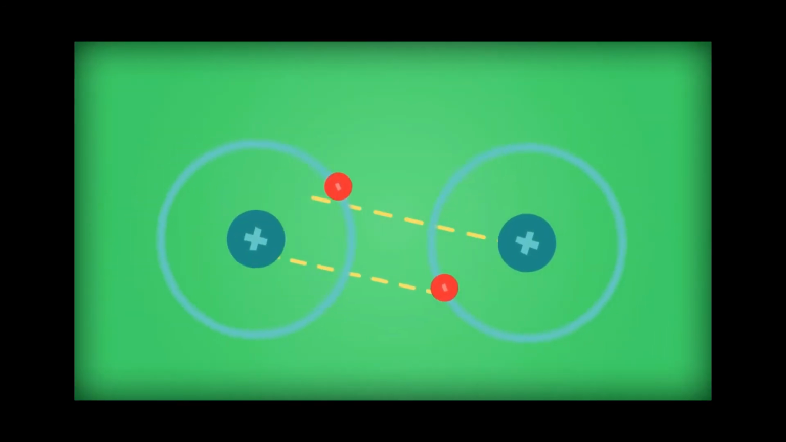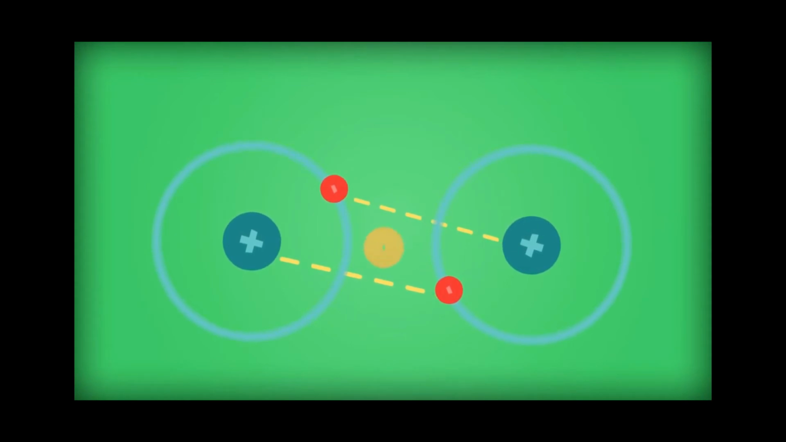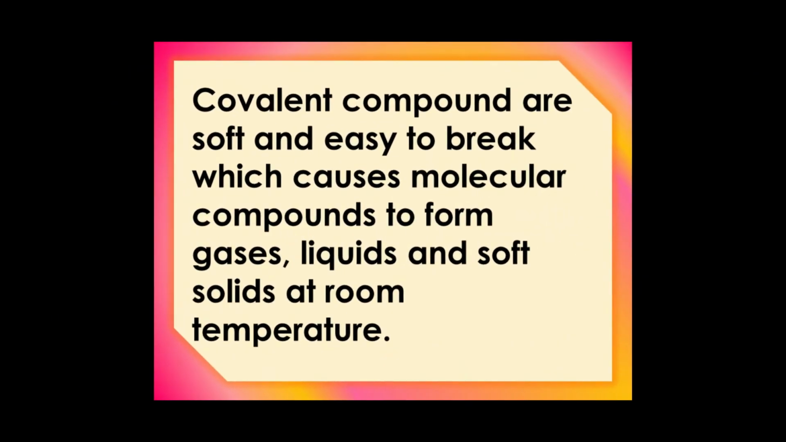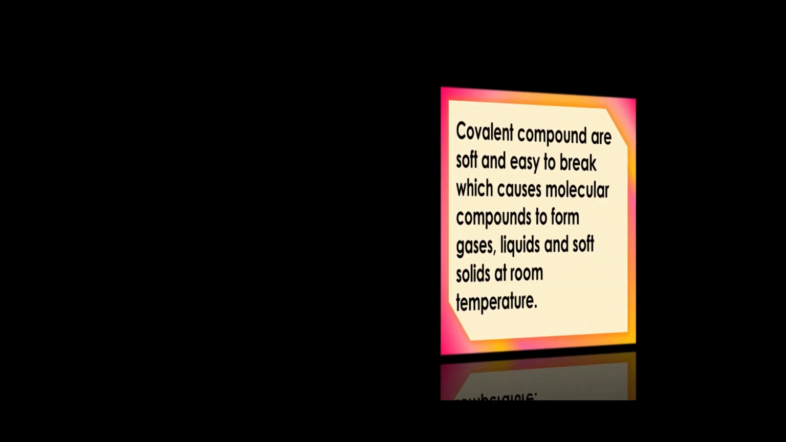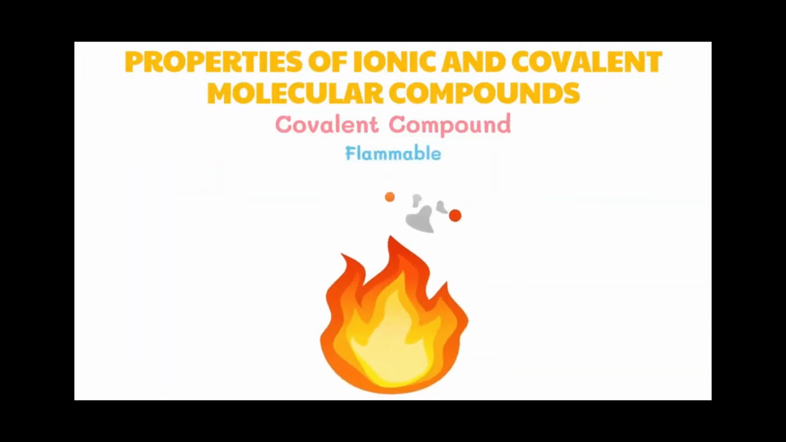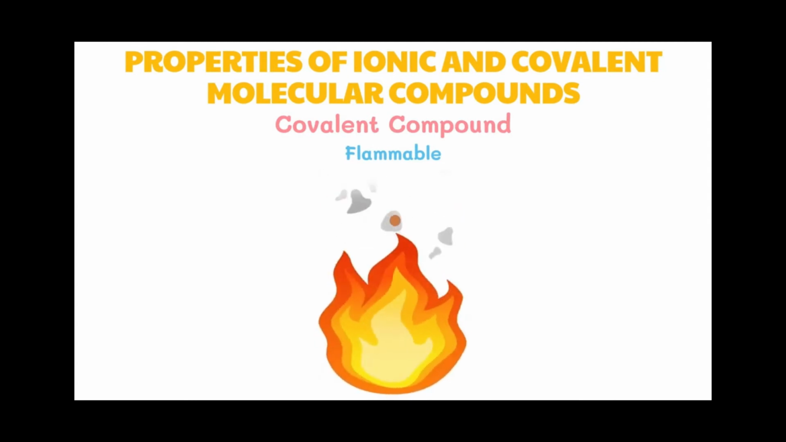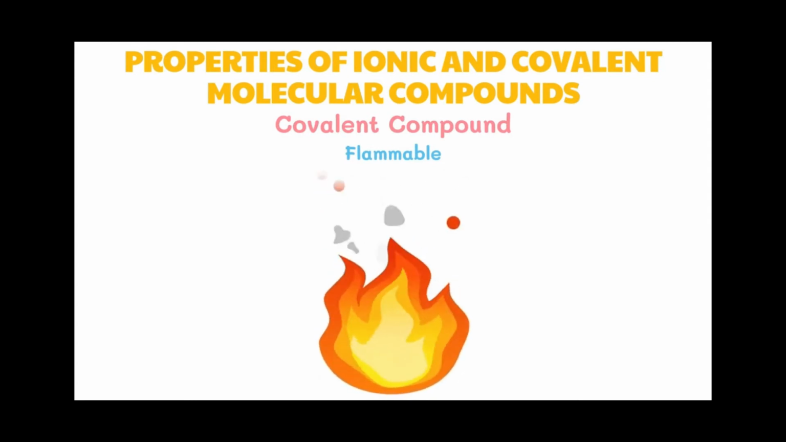Because of the weak attraction between the molecules, covalent compounds, in general, are soft and easy to break, which causes molecular compounds to form gases, liquids, and soft solids at room temperature. Covalent compounds tend to be more flammable than ionic compounds. Can covalent compounds conduct electricity?